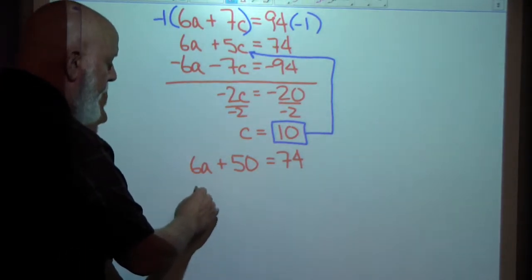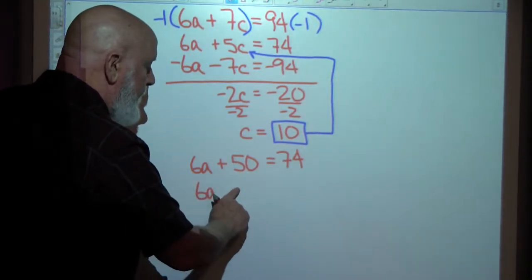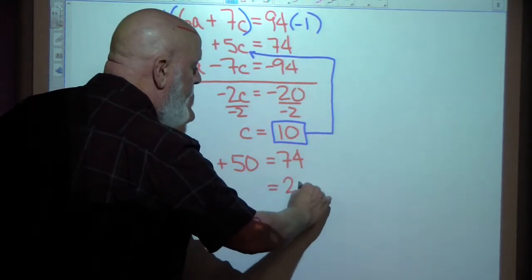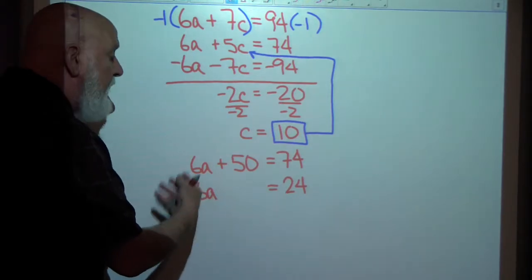So let's do that in our heads. If we subtract 50 from here, this turns into 0. 6A plus 0 is 6A. If I subtract 50 from here, that gives me 24. 74 minus 50. And now I'm still solving for the single variable.